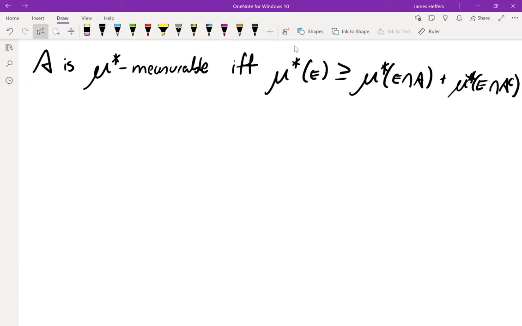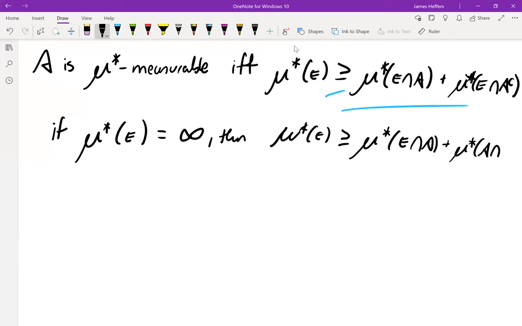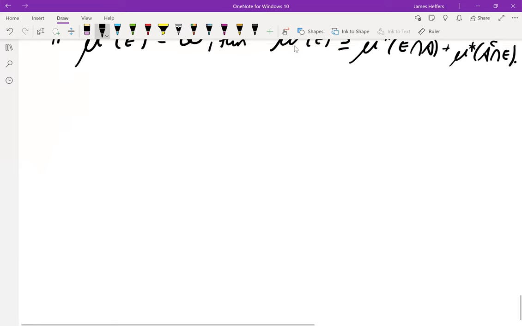And in particular, we only need to check it if this is finite, because if the outer measure of E is infinite, then you're always going to have this, it is obviously just going to be greater than or equal to that. So we only actually need to even check this if we know that mu star of E is finite. Okay. And now this definition is what we will use to prove our next big theorem.